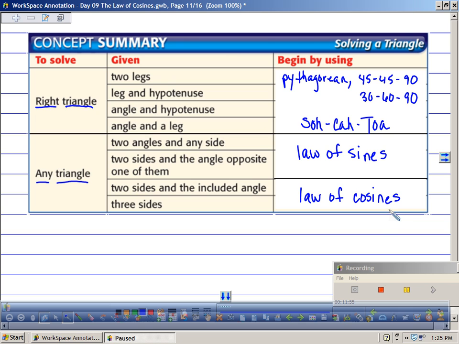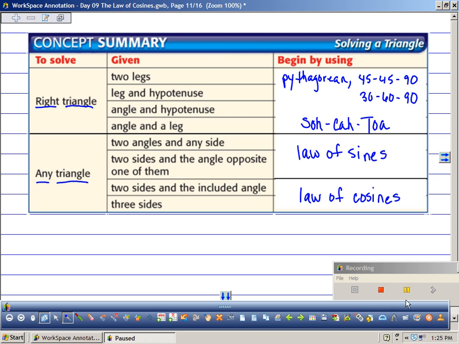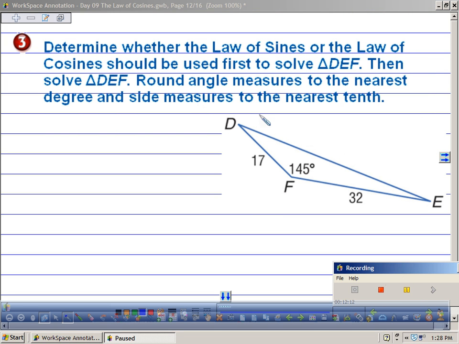Nope, you have to figure it out on your own. I have a really good example. This next one is really going to sum it up for you. Okay, so let's look at this last example. It says determine whether the law of sines or the law of cosines should be used. Well, I can't use the law of sines because do I have a side opposite that angle? No, so I have to use the law of cosines.